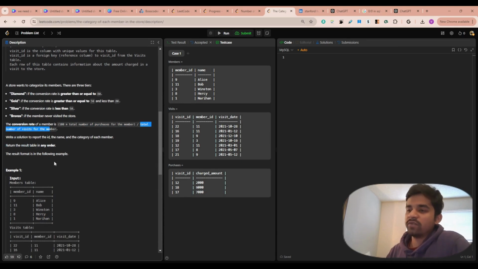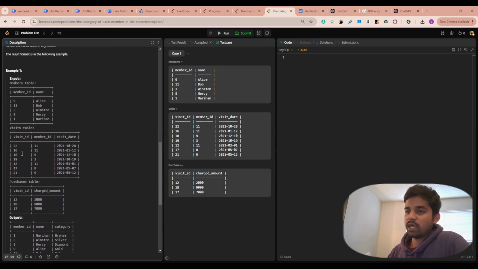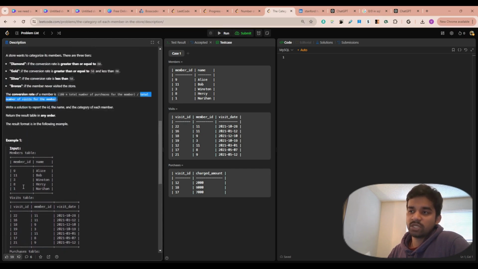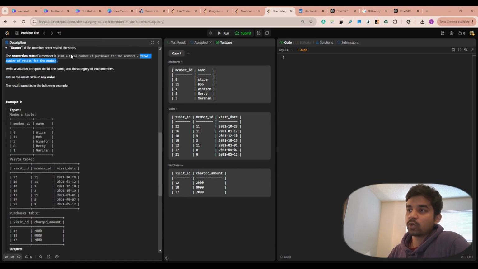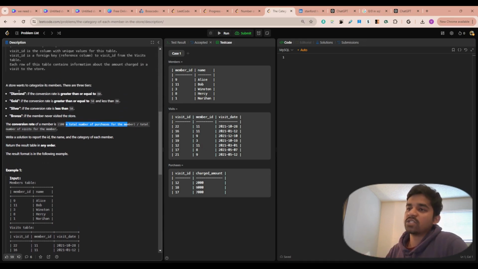So to solve the issue, the first thing is we will go with the visits table. From the visits table, we could determine the total number of visits for each member. The next step is, of course, using the purchase table: let's left join the visits table with the purchase table. After left joining it, we will figure out the total number of purchases by each member. When you get these two columns, we just need to multiply by 100 and we will get a conversion rate. After getting the conversion rate, we will apply case statements to differentiate based on the categories, that is diamond, gold, silver, and bronze. So yeah, let's solve the problem.